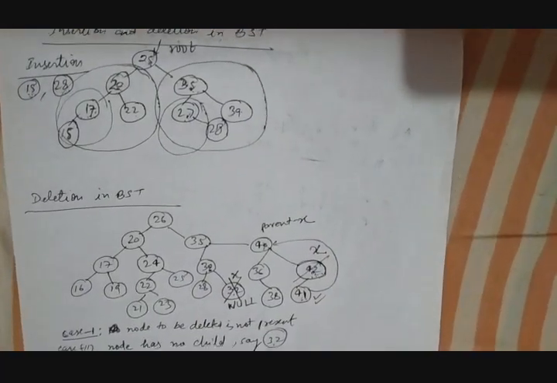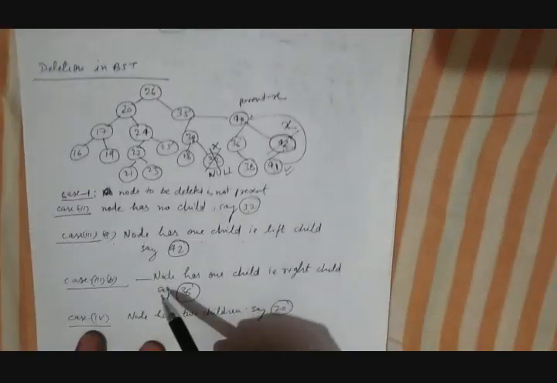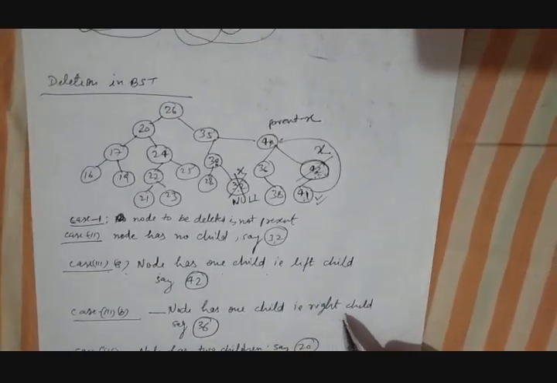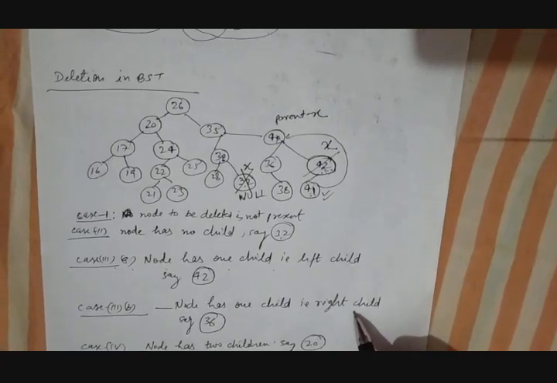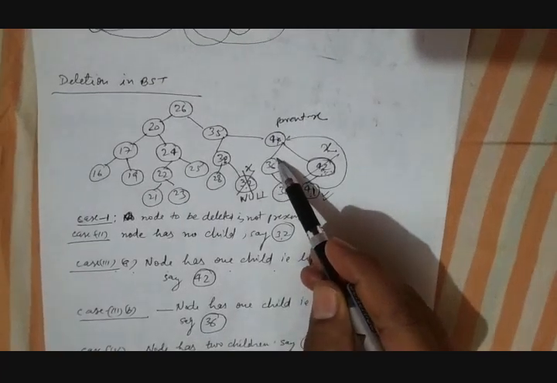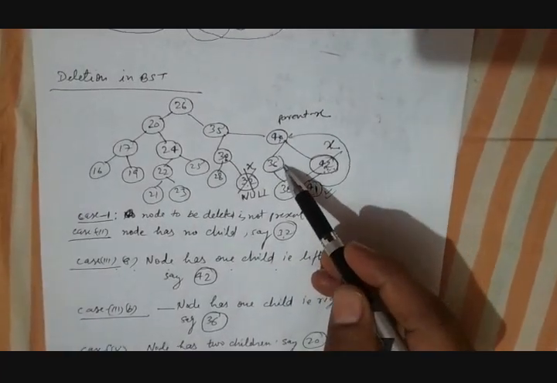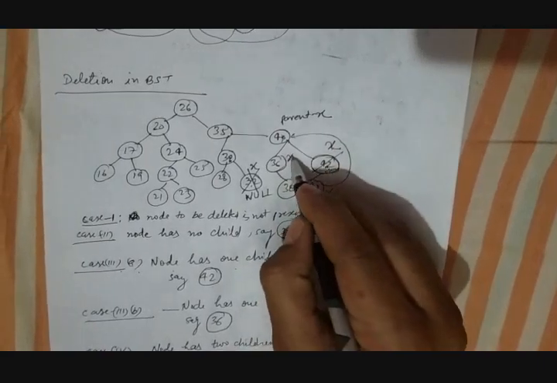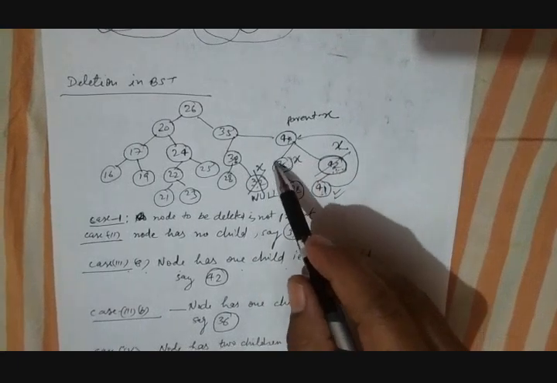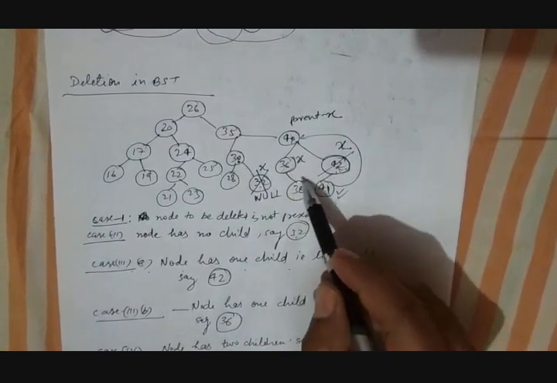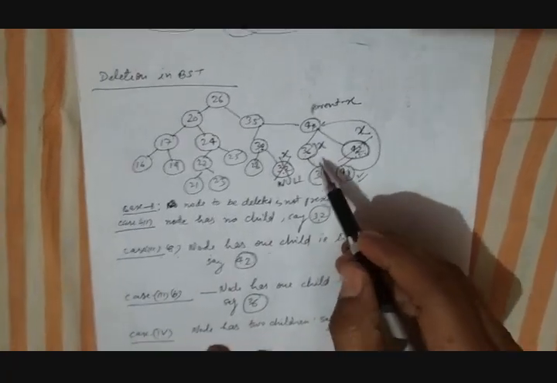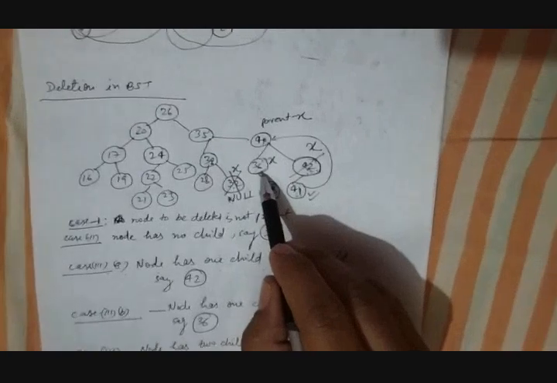Now the third B case: we want to delete a node that has one child, and that child is the right child. So for example, let's say 36. This is the node whose key value is 36. Now we want to delete this node X, so its parent will be this parent of X. So if you want to delete this node, then what about this node? This node, 38, is the right child of X. We want to delete node X.